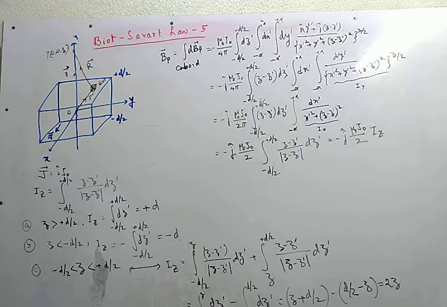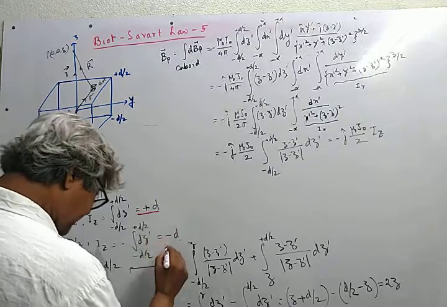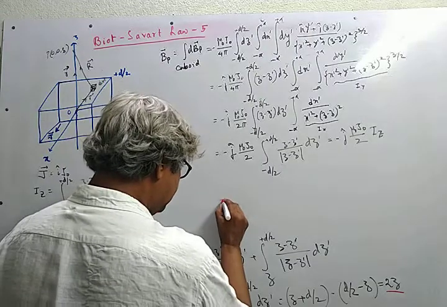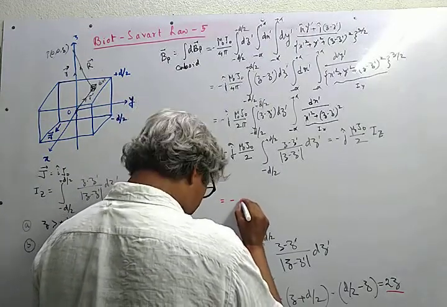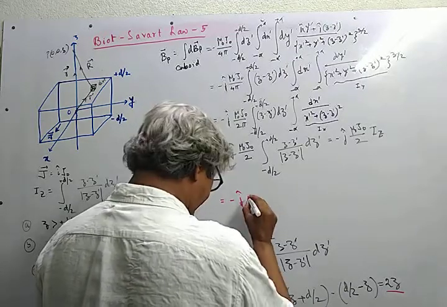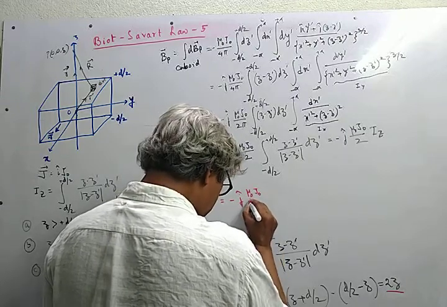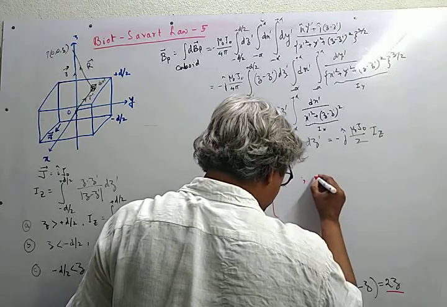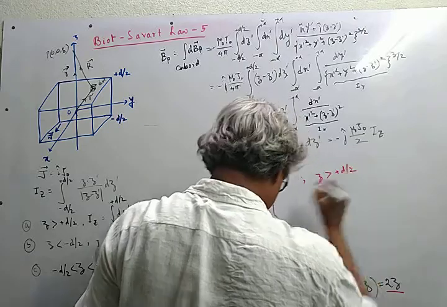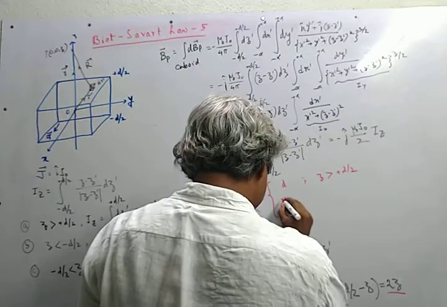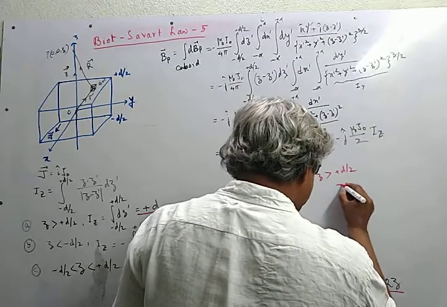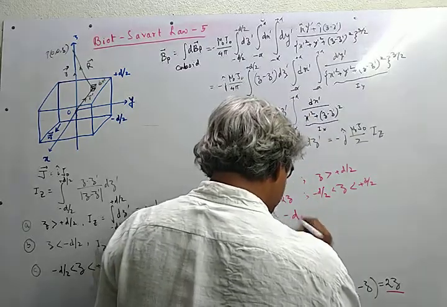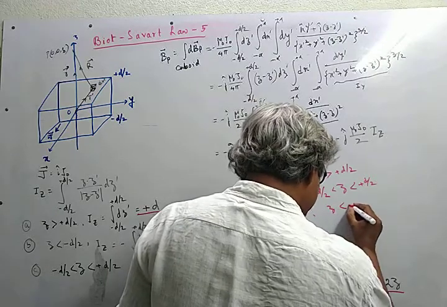So we see that the integration has three values. This is for one, this is another, and this is the third. So we write the field as, the field is along the z direction. First, this one: this is d, and the condition is z greater than d by 2. Then I come to this part: this is twice z when z is in between plus and minus d by 2, and this is minus d when z is less than minus d by 2.